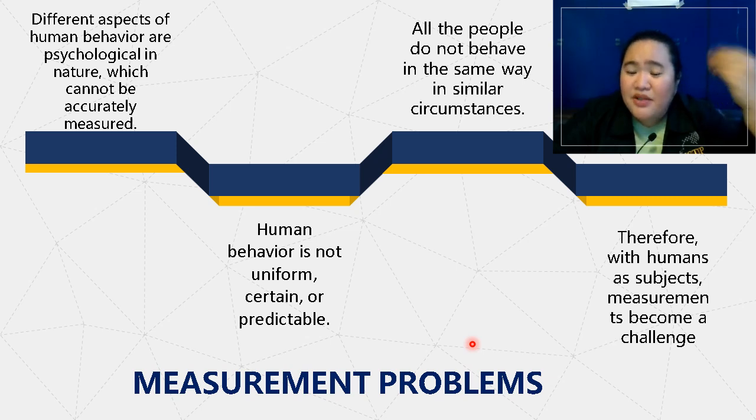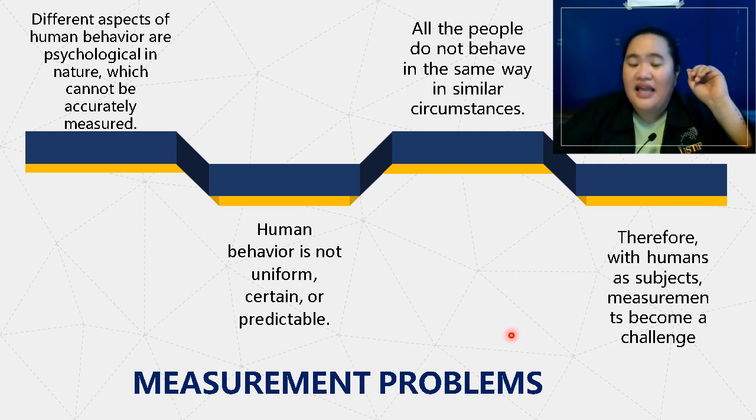Okay? Measuring their behavior and their results becomes a challenge because they have different reactions, different effects, different thoughts, different responses to certain conditions. Okay? That's why there are measurement problems. That's a limitation of the scientific method.